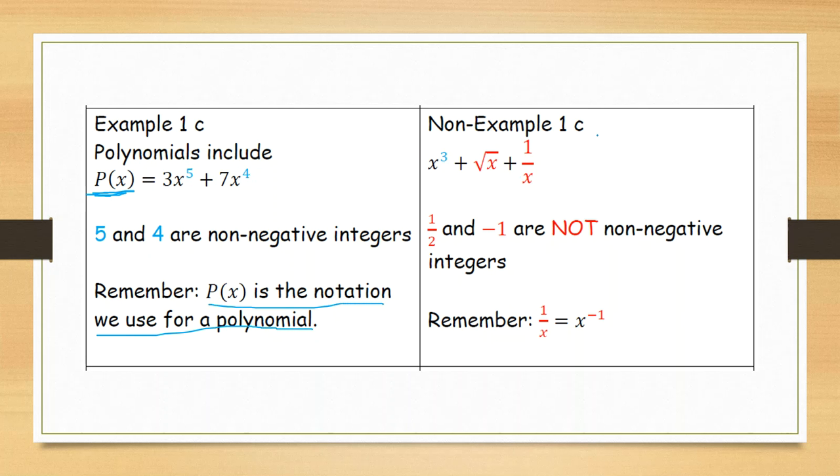So this is the non-example. So this is not a polynomial. So we would not use the P(x) notation with this. So again, this part cancels it out, and so does this. 1 over x can actually be written as x to the power of minus 1. So it has a negative number here, so it's not a polynomial.